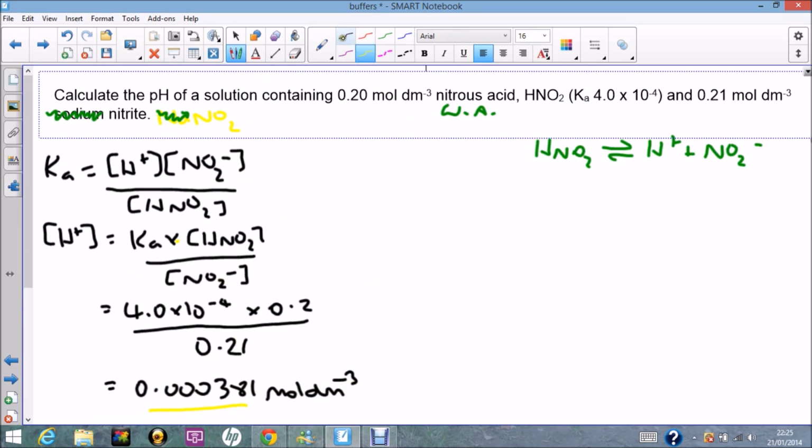Once we've got the H plus, then we do minus log. Remember, leave it in your calculator all the way to the end, which gives us a pH of 3.42.